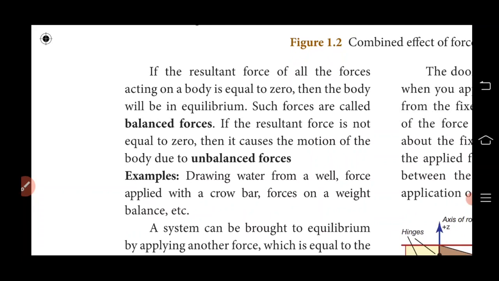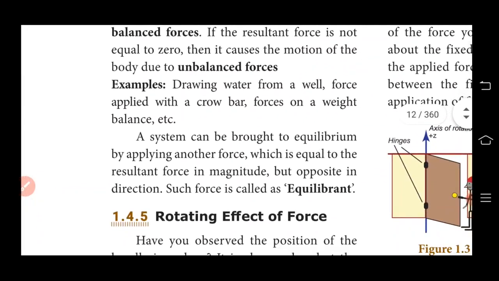What is meant by balanced force? When the body is in equilibrium, such force is called balanced force. If the resultant force is not equal to 0, then it causes motion of the body due to unbalanced force. And then equilibrant: a system can be brought to equilibrium by applying another force which is equal to the resultant force in magnitude but opposite in direction. Such force is called equilibrant.